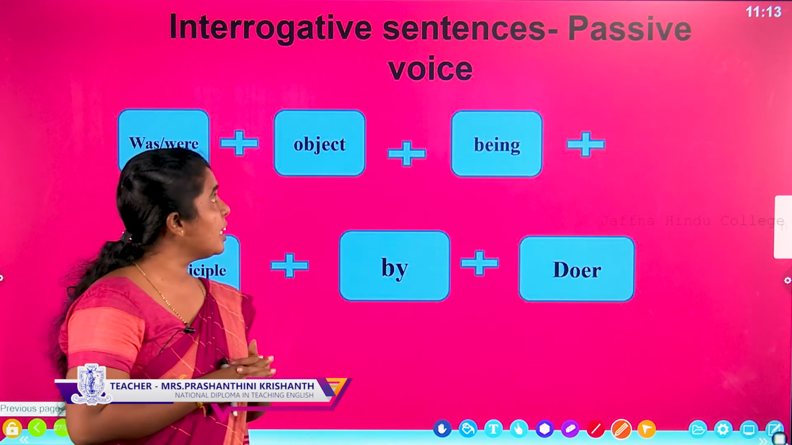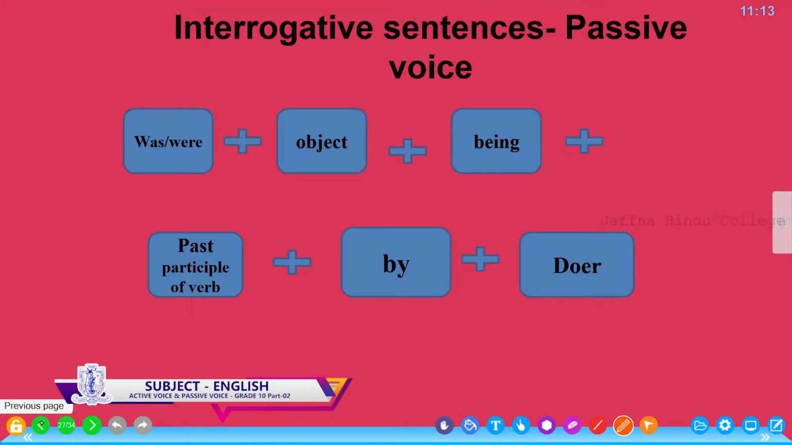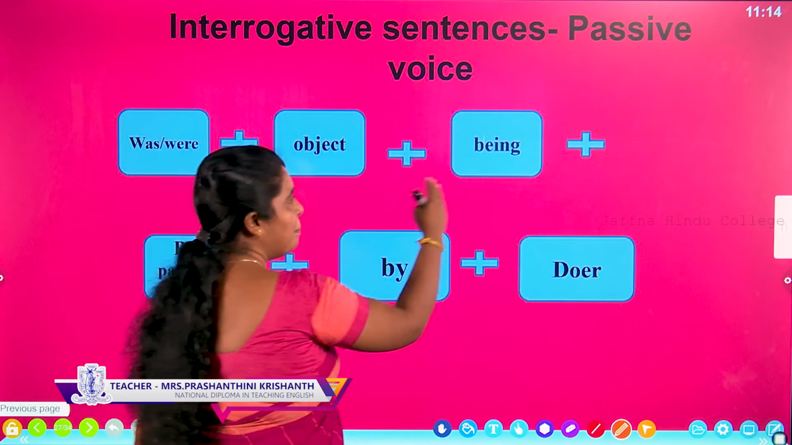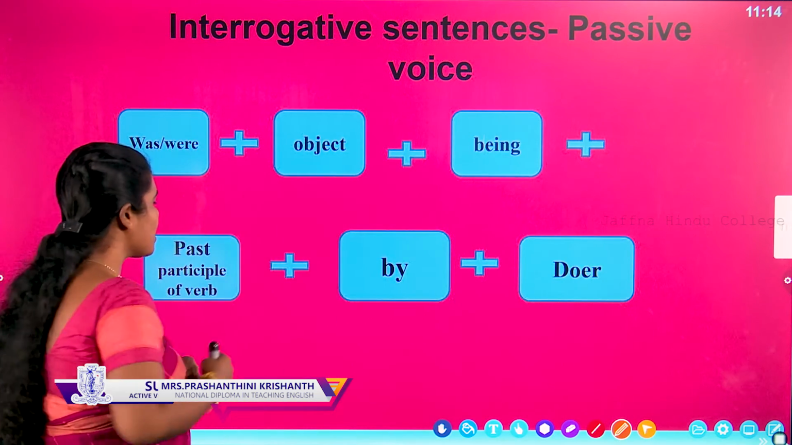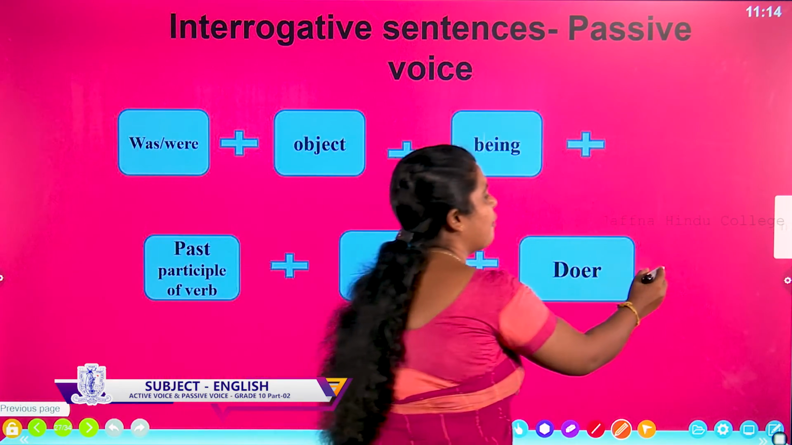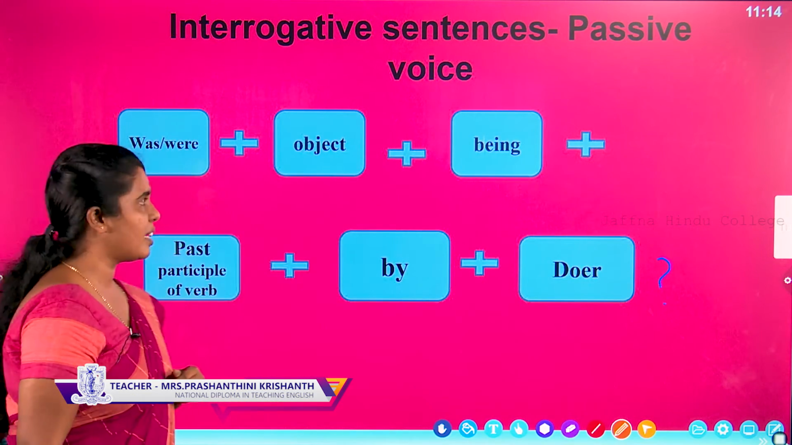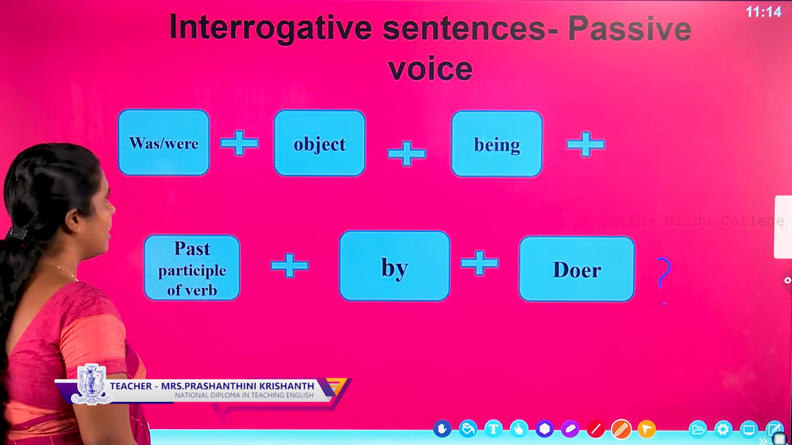Next, we are going to learn interrogative sentences, passive voice. Right? See here, passive voice we have to take the helping verb first, was or were. Next, the object, then being, next past participle of verb, by, and finally we have to add doer and the question mark, right? So, see this example.